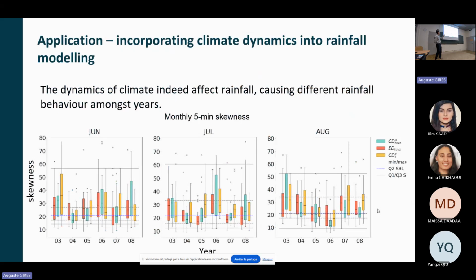Actually, here I just show the 5 minute one, but in this model we have 5 minute, 1 hour, 6 hour, 1 day. We look at different scales, but here I only show the 5 minute one.